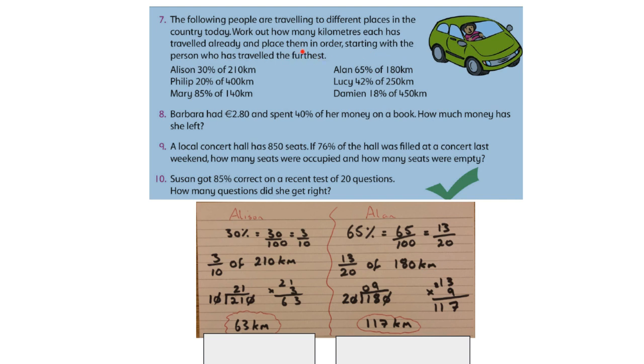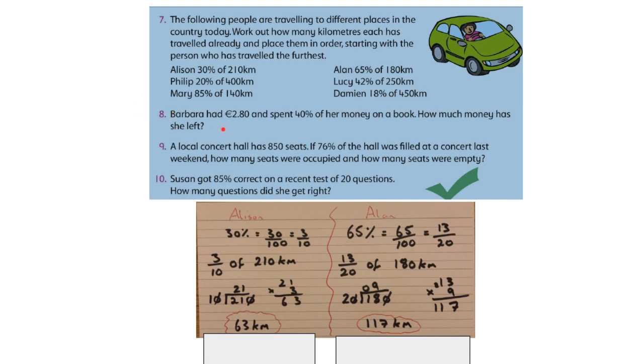So the question asks us to start with the person who has traveled the furthest. So we know from these two anyway that Alan has traveled the furthest. He has traveled 117 kilometers to Alison's 63. Okay, moving on to question 8.